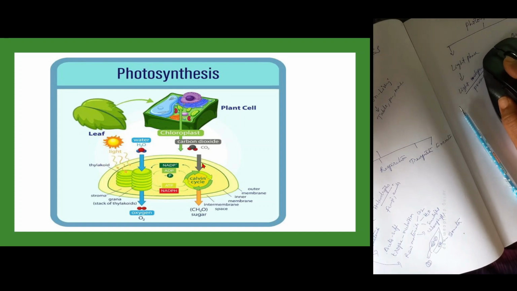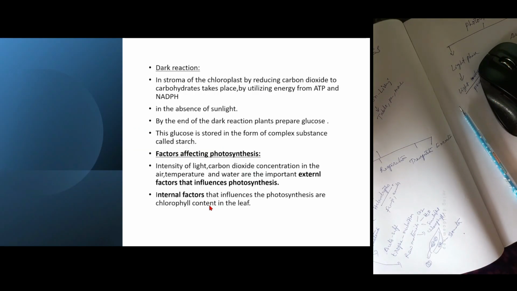Whereas in the dark phase, the light independent phase, it does not require the light, but the energy in the form of ATP and the electron carrier, the NADPH, carrying the hydrogen to the stroma region. There, the reduction of carbon into carbohydrates will take place. So, we will see what is happening in the dark reaction.